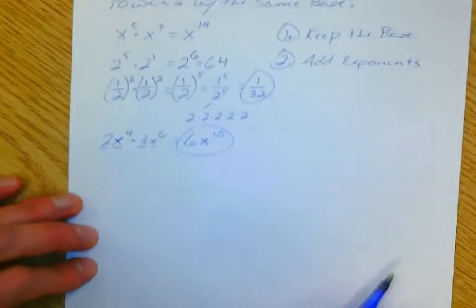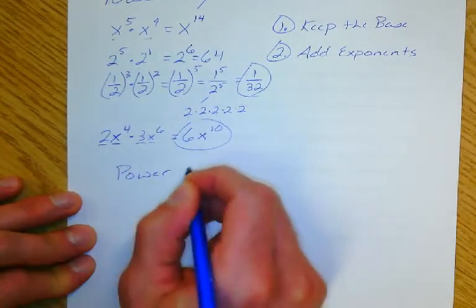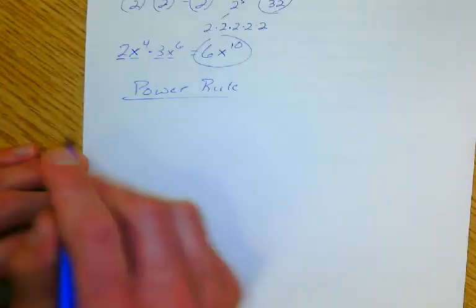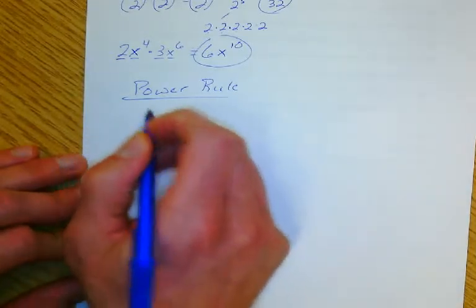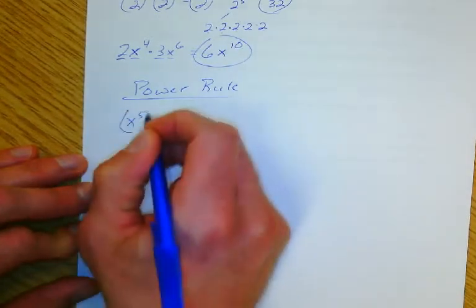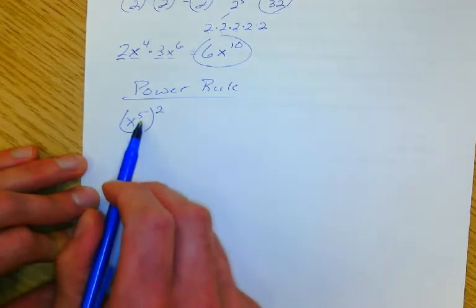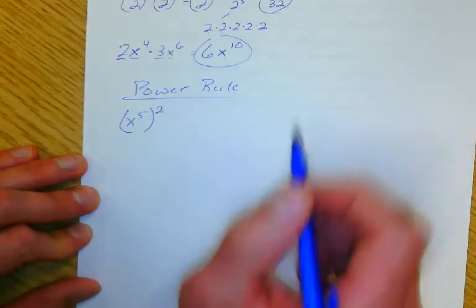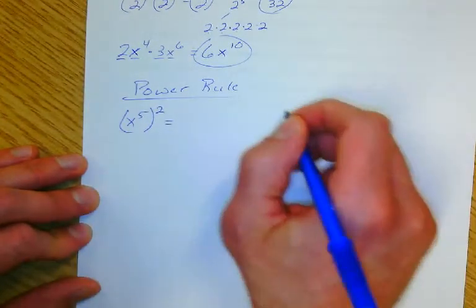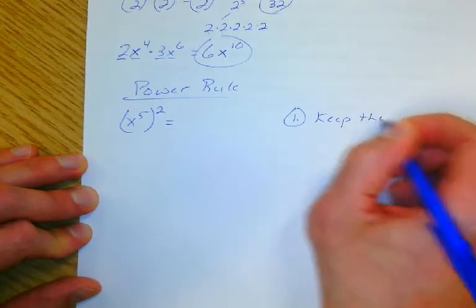Next rule: power rule. Power rule is kind of fun to say. What I mean by that is we have a power. So we have something like x to the 5th, and we are going to raise that to another power. So we'll put an exponent of 2 on the outside. So x to the 5th all raised to the 2nd power. Now what we're going to do here is keep the base the same again. So step one, keep the base.